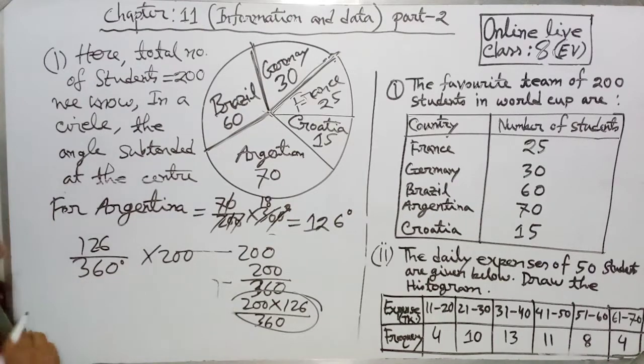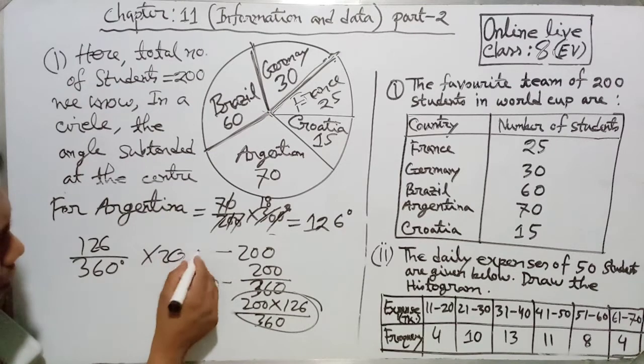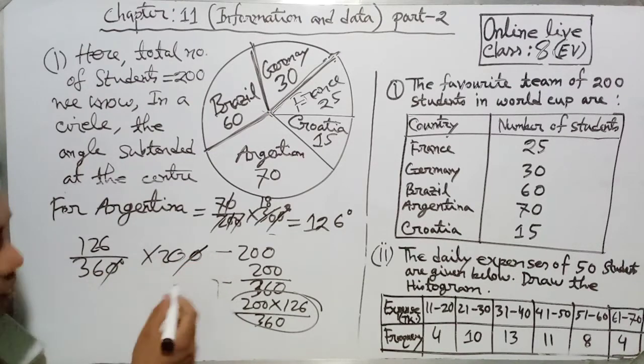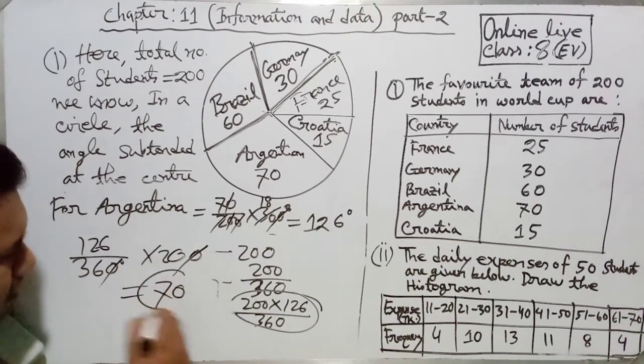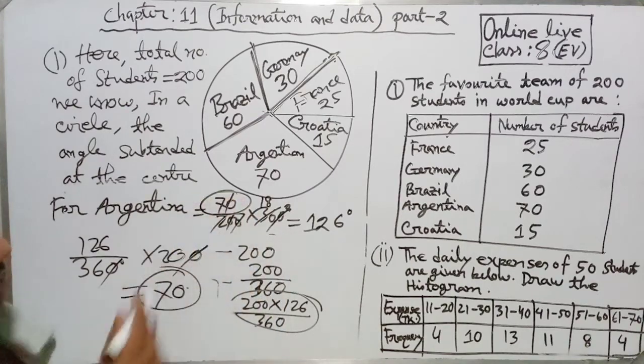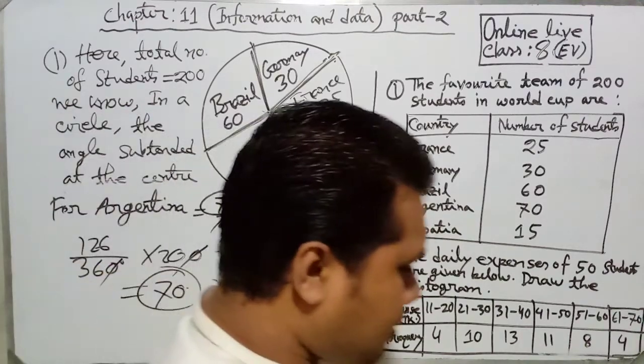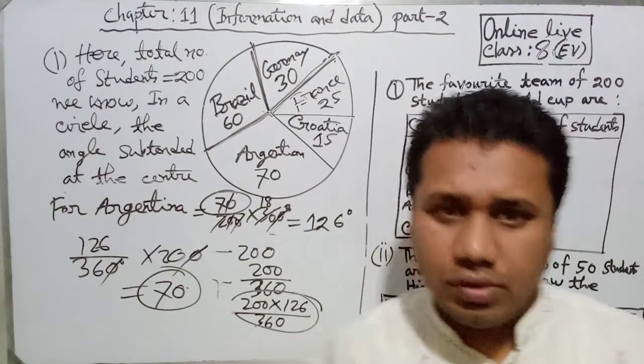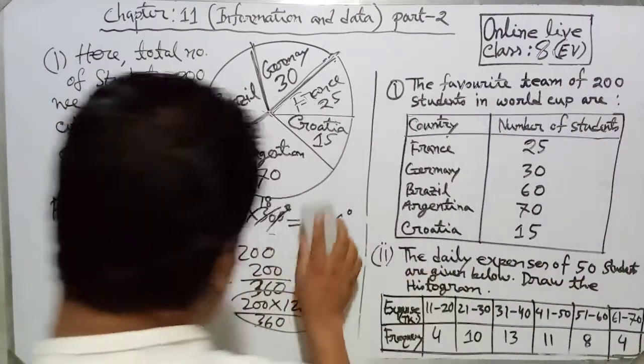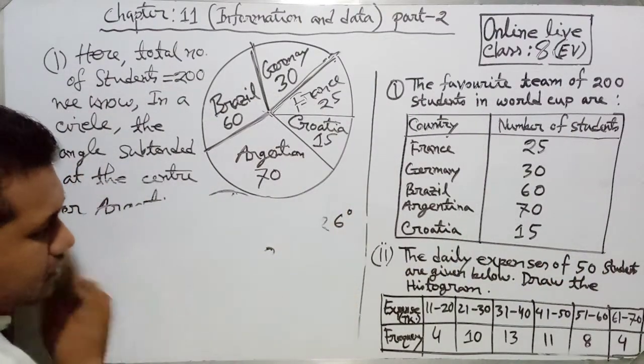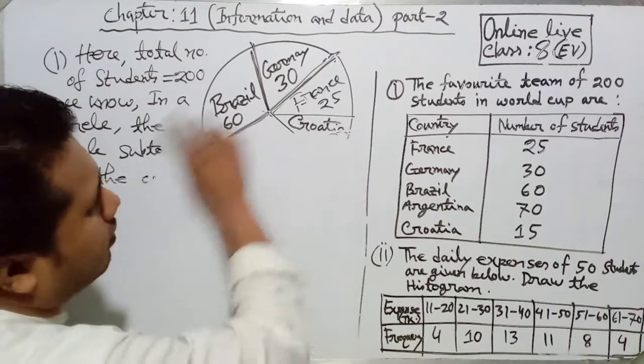So now dear students, if we calculate this and this, then finally we will get 70. So in our reverse method, converse method, we will be able to find it. So this is our important topic, dear students, pie chart.